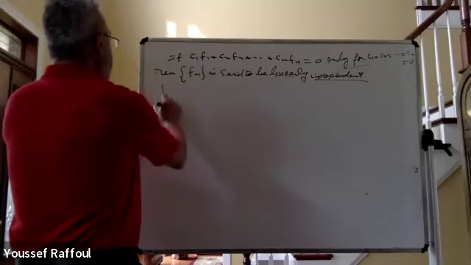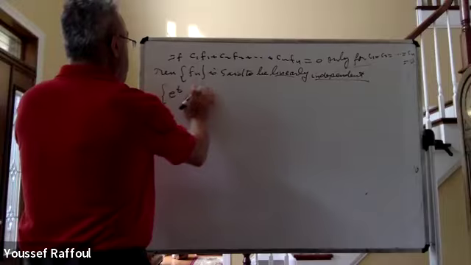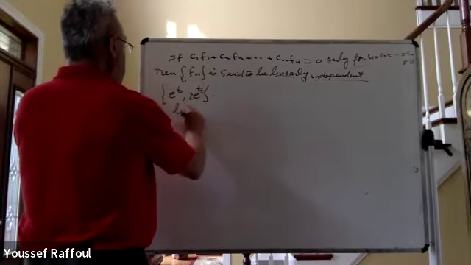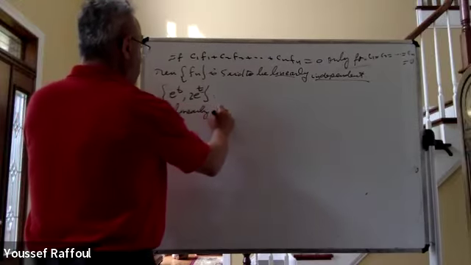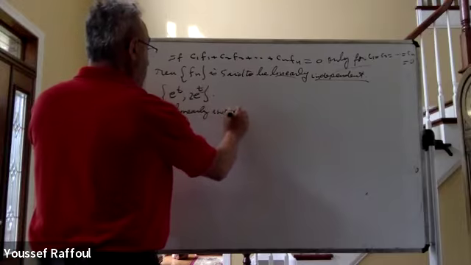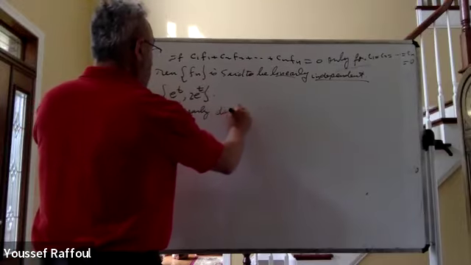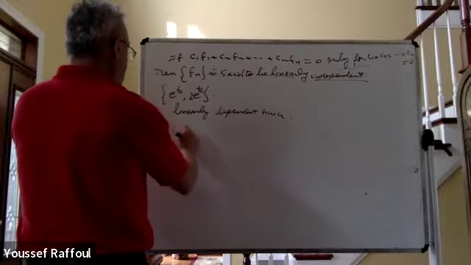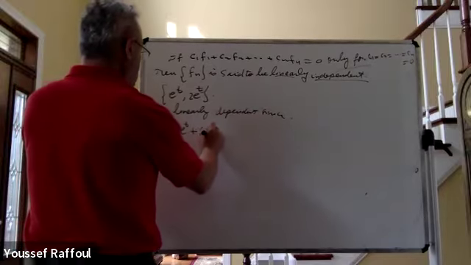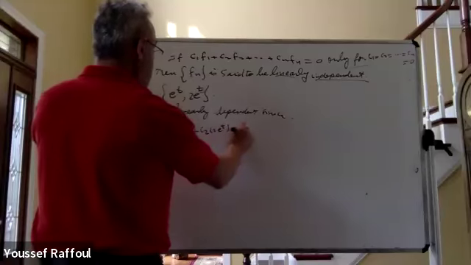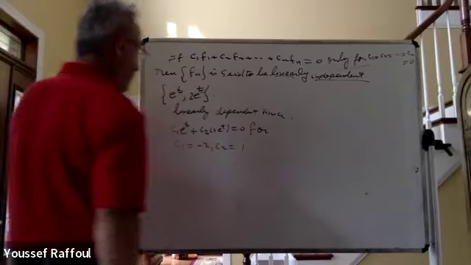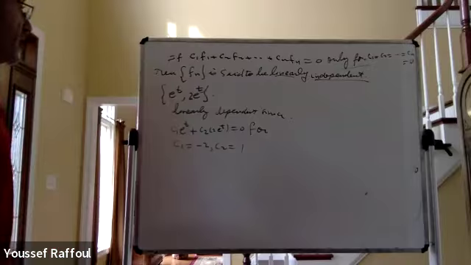For example, if I take e to the t and 2e to the t, this is linearly dependent, since c1 e to the t plus c2 times 2e to the t equals 0 for c1 equal -2, c2 equal 1. So they're linearly dependent. Okay?